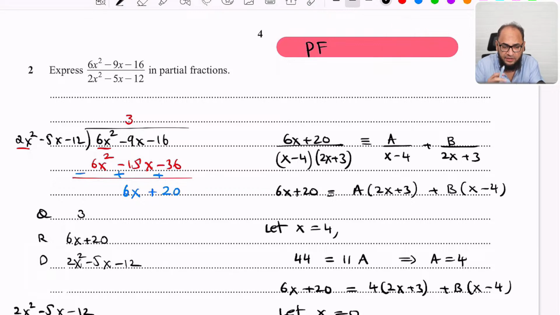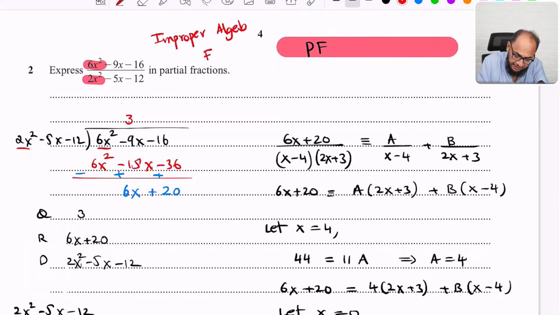Now the very first thing that you observe is what is the highest power over here? So let me just focus on this. What is the highest power in the numerator? What is the highest power in the denominator? The two powers are equal. Therefore, this is an improper algebraic fraction. That is the first thing. So that brings us to the next step: if it's an improper algebraic fraction, we divide, and we get a quotient and a remainder and a divisor.